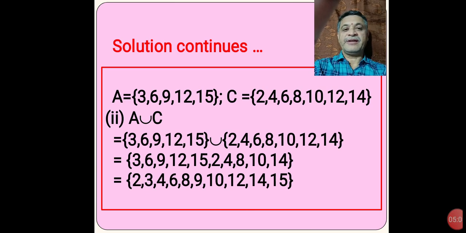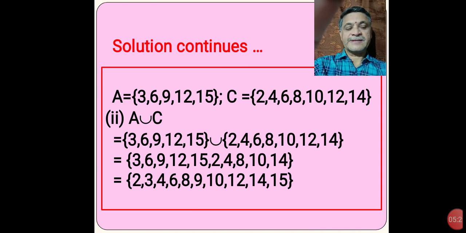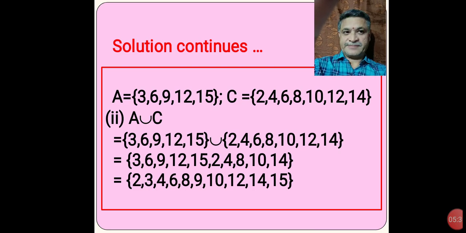6 is already written in 3, 6, 9, 12, 15, that is in set A. So no need to write 6, and write 8. 10, and 12 is already there, no need to write, and 14. So arrange the elements in ascending order. We get 2, 3, 4, 6, 8, 9, 10, 12, 14, 15. So that is A ∪ C.